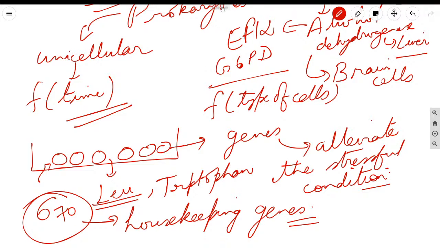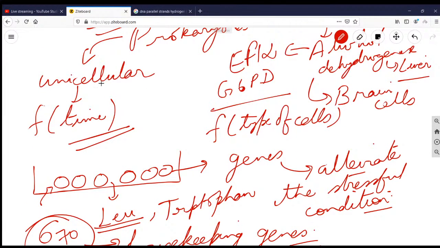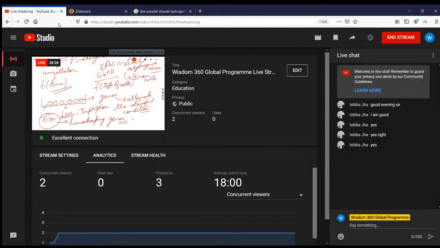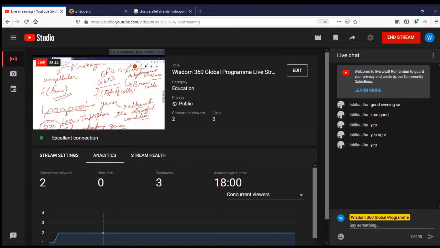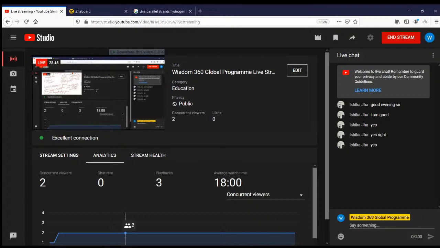Now tell me, do you feel any kind of doubt or query here? Do you have any query, Ishika, or is it all clear till now, till this part? Any queries, any doubts? Okay.